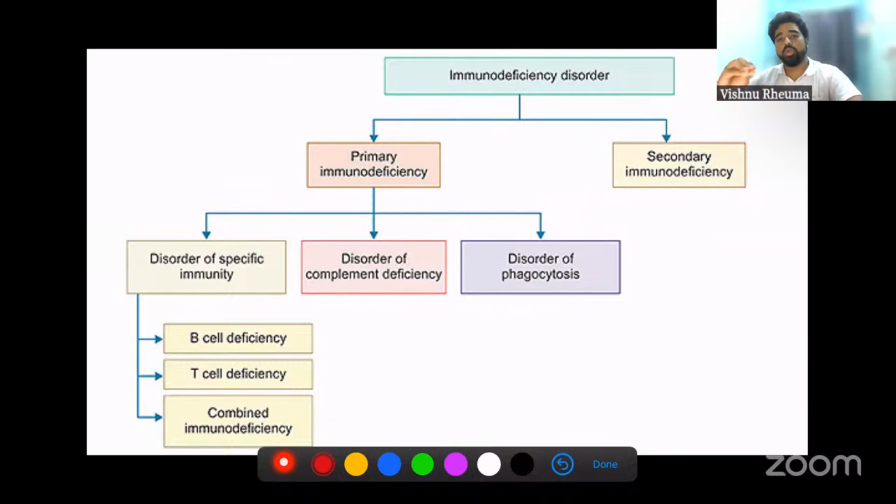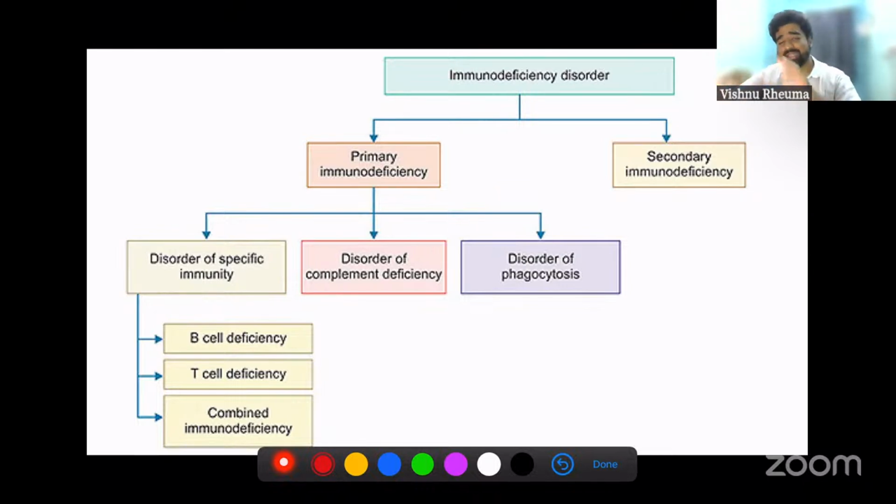So we're not going to go in depth about each immunodeficiency disorder. That's not the concept of this session. Mainly, we're going to go through how to approach a probable primary immunodeficiency. What are the tests you'll do? What are the history and physical examination you will do? We're not going to go in depth about each PID and study that, right?